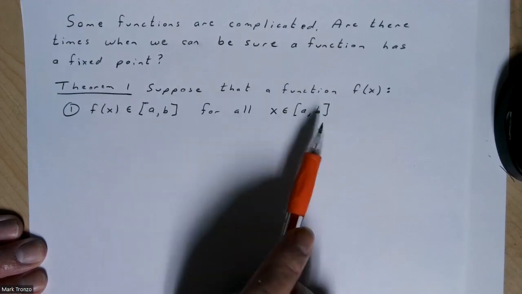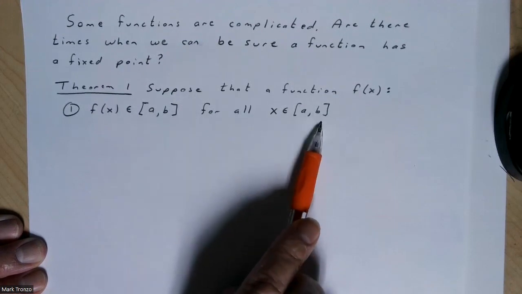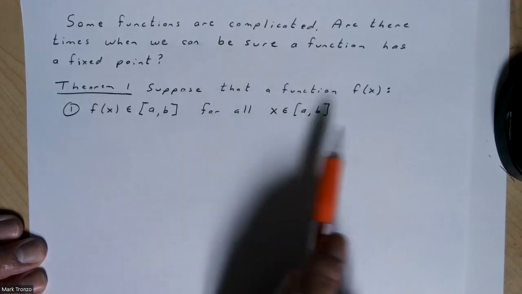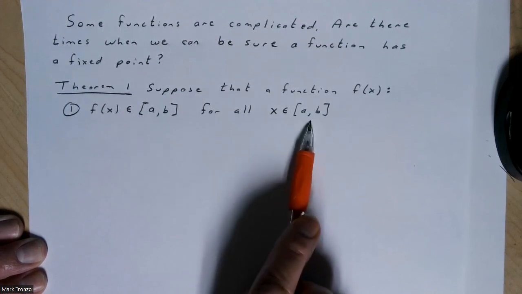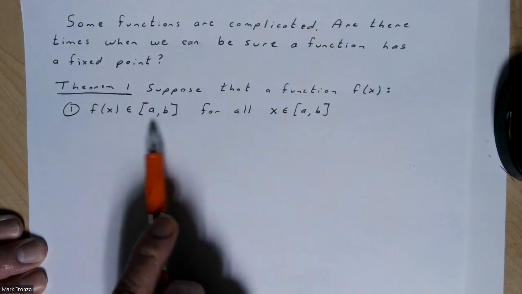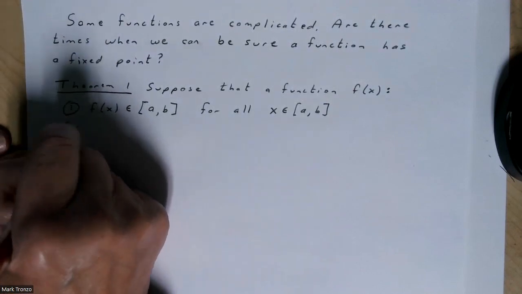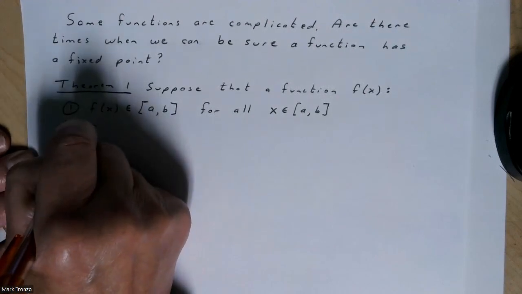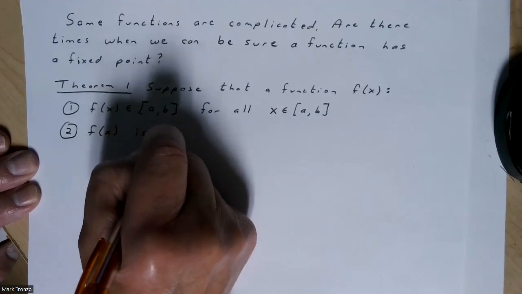Now, it doesn't mean that when you put in A, you get A out here, or you put in B, you get B out here. It doesn't mean that. It just means that if you're somewhere in the range A to B, your output will be in the range A to B. If you have that, and if you have 2, the function is continuous.